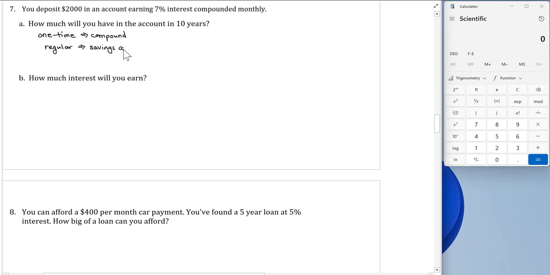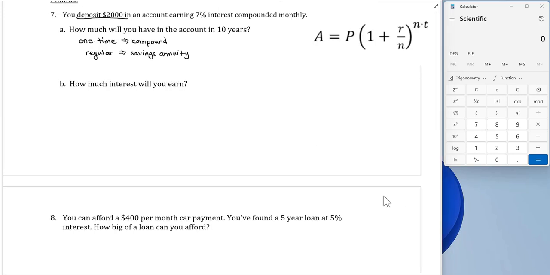In this case, I only put money in, and you've got to be careful, you deposit $2,000. It didn't say I deposit $2,000 a month, which would push it into a savings annuity. Since I only deposit $2,000, I'm going to use the compound interest formula. Now I just need to plug in the correct variables. Since the $2,000 is a deposit, that's my initial principal. I don't have a D in this formula anyway.